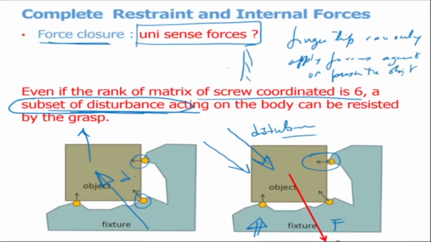So if we have an object here, the force can apply in this direction, but it cannot apply in this direction. That is the meaning of unisense force, and because of that we have what is called force closure. It basically means that because the fingertip cannot pull the object, if there is a force in that direction, it will not be able to resist it.